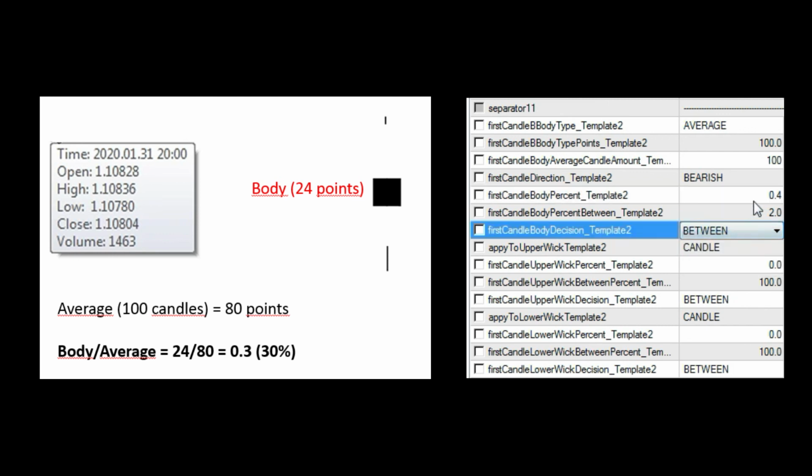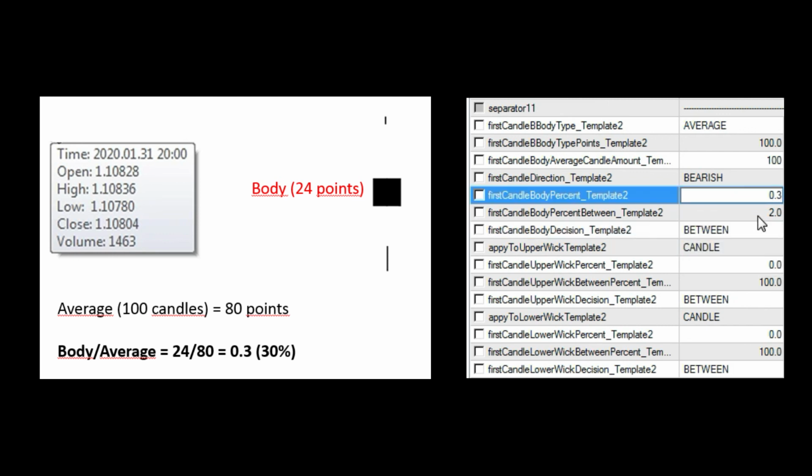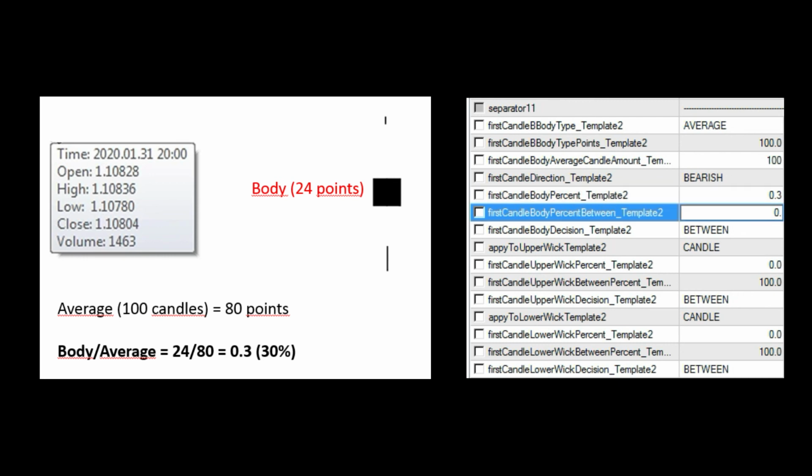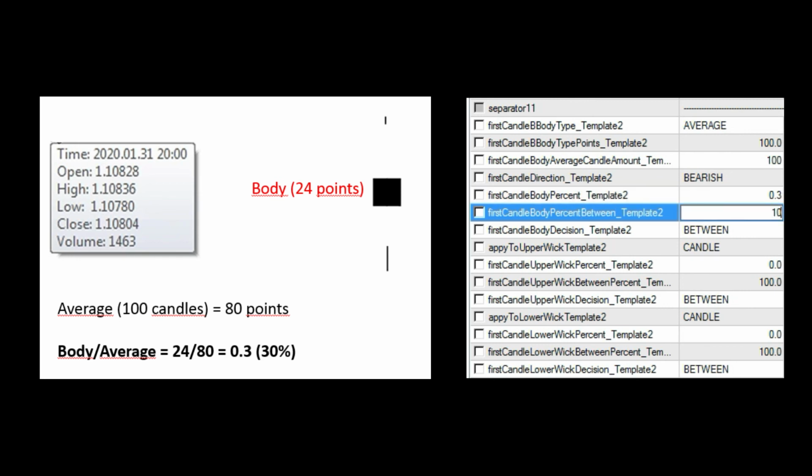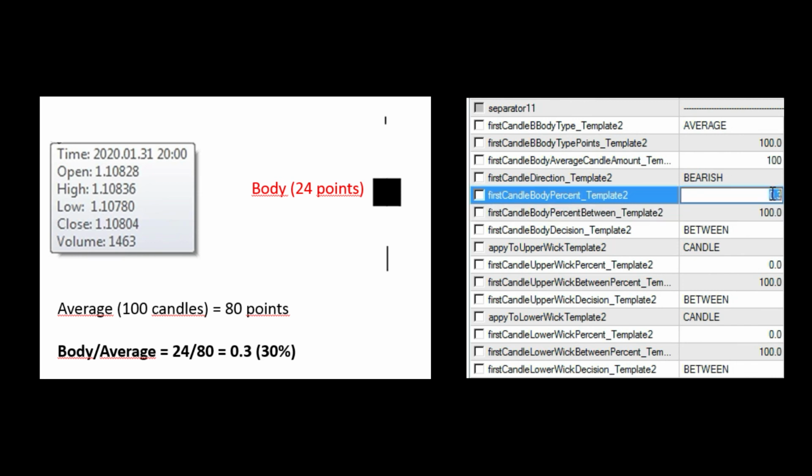And the last option is between. Strict combination: between 30% and 40%. Half strict combination: between 0% and 40%. Opposite half combination: between 30% and 10,000%. Area value combination: between 0% and 10,000%.